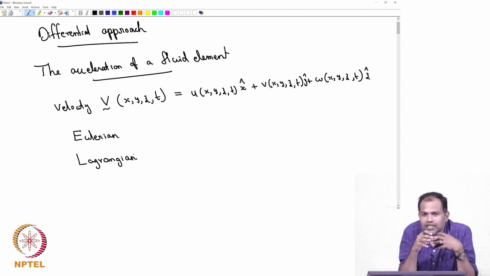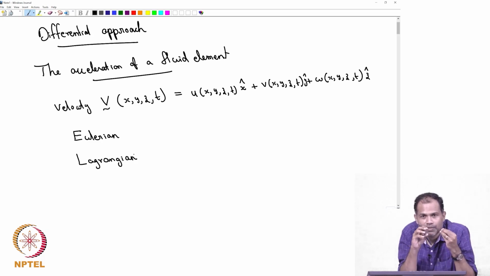On the other hand, let us say you are looking at a particular vehicle, you picked one car and you are trying to follow that car and find out the velocity of that car, then it becomes a Lagrangian approach.